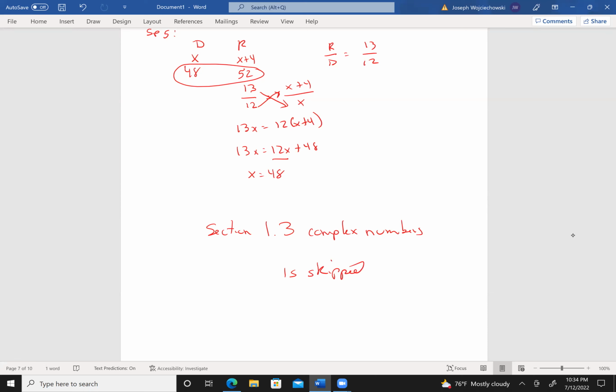Now, before I go on, I will say this about that section. I will not test you on complex numbers. Some of the homework in the next section, 1.4, may include complex numbers. So if you come across one you can't figure out, just let me know and I'll help you out with it. But that's it for this section.